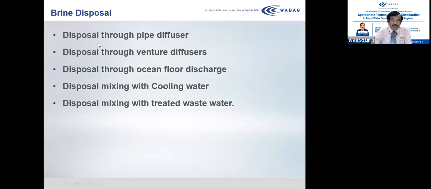So you can do it through a pipe diffuser. Then it can also be done through a venturi diffuser. It can be disposed through ocean floor discharge, which is similar to the laterals which are there for intake. A similar arrangement can be made in the outfall, and then we can discharge this water through the gravel so that it comes out distributed and diluted within a short range.